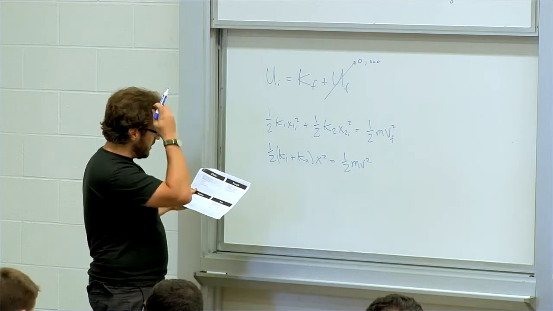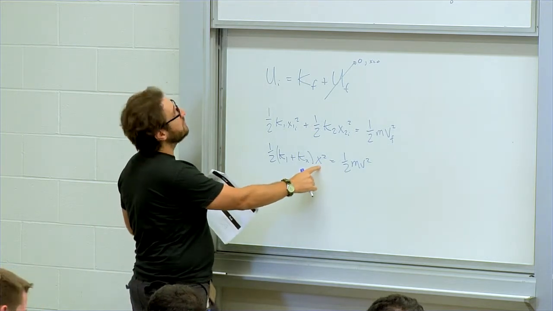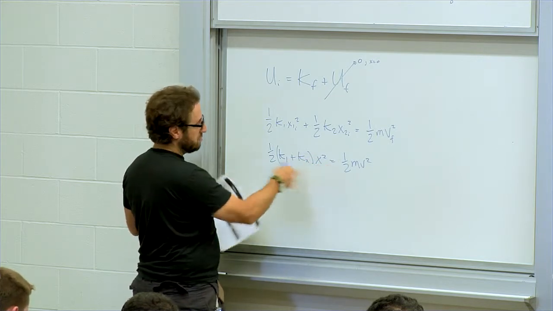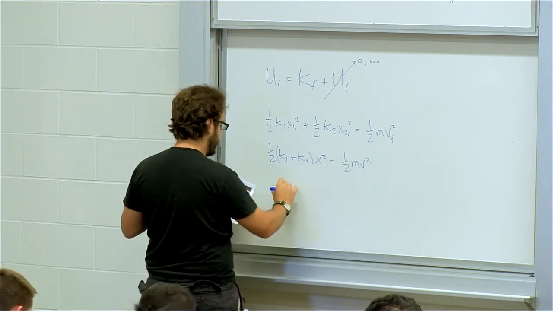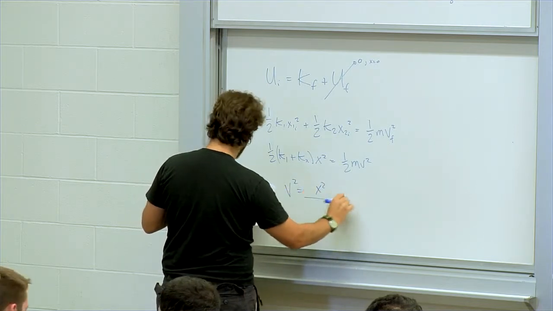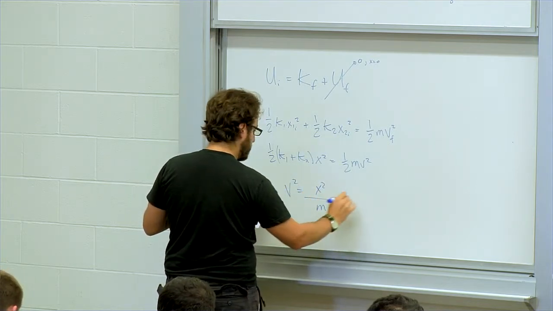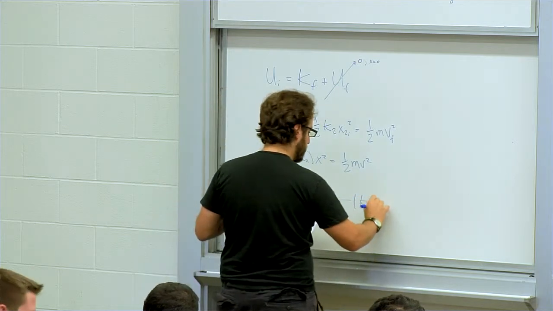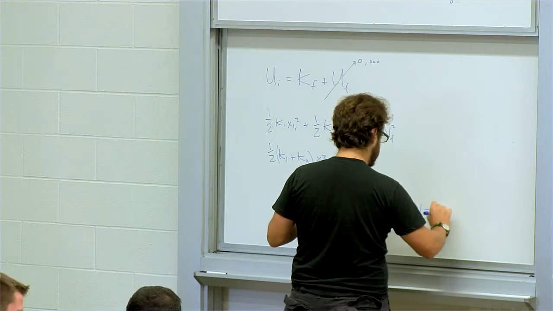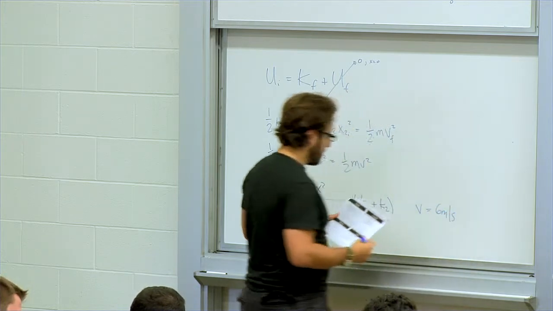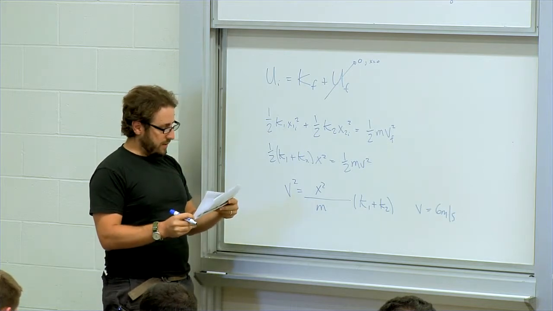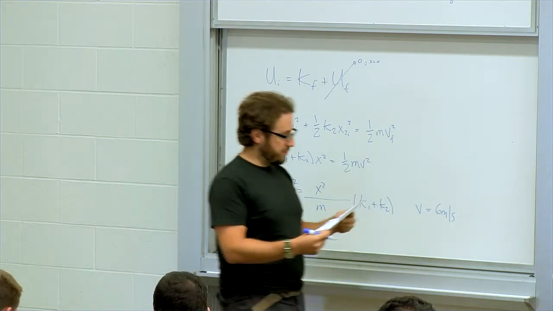Okay, so from here it's pretty easy because we know how much it's been displaced. They told us 15 centimeters. We know k1, we know k2, so we can just solve. You plug in the numbers and we get 6 meters per second.